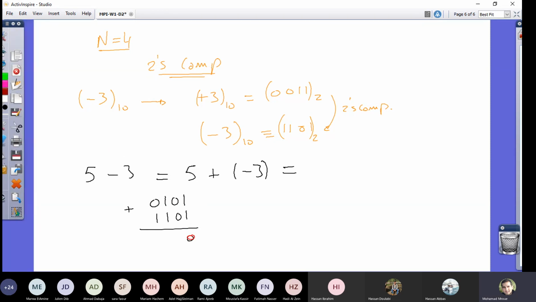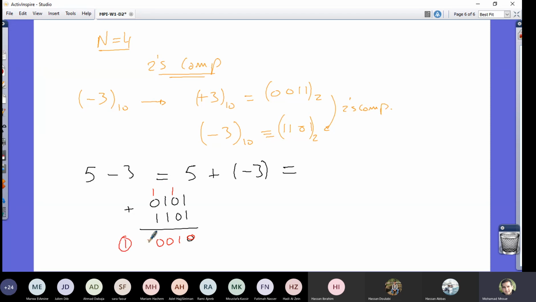So 1 plus 1 is 0 with a carry of 1. 1 plus 0 plus 0 is 1. 1 plus 1 is 0 with a carry of 1. 1 plus 0 plus 1 is 0 with a carry of 1.